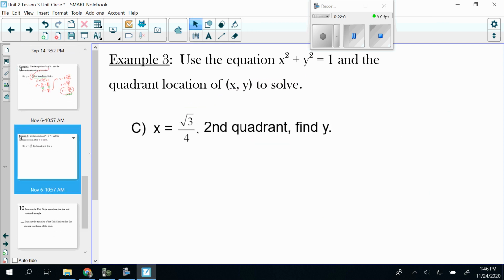All right, let's have you guys try one out here, see if you can do this one. So pause the video, try it, and see if you can find this y value.